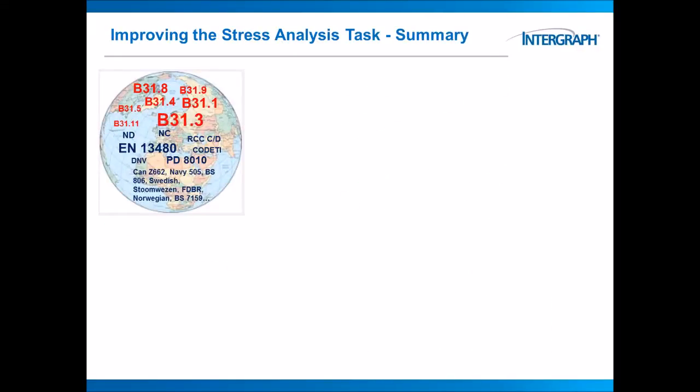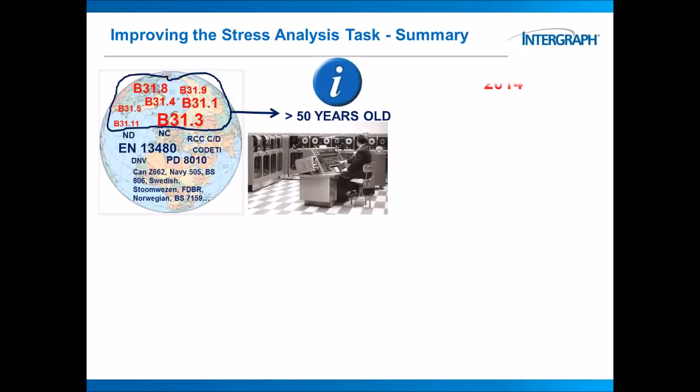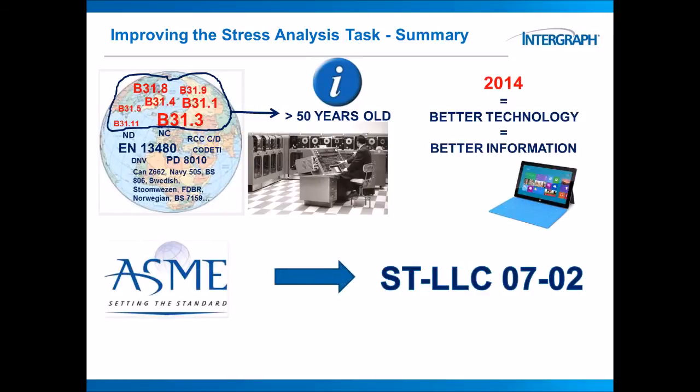So just to reiterate, there are a lot of design codes within CAESAR II, and one of the most common of those is B31.3. But that code and all the rest of the B31 design codes have the old 50-year-old technology. Now we have the best technology, better information. And ASME recognized this as well, and they commissioned a project called STLLC0702. The intention of this project was to update, review and harmonize all the data for these stress intensification factors across all the B31 design codes.